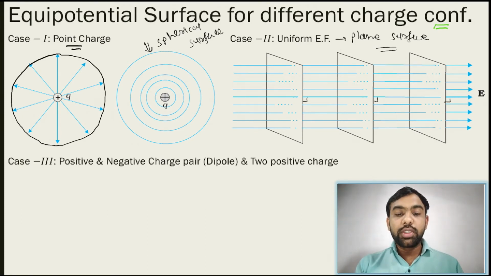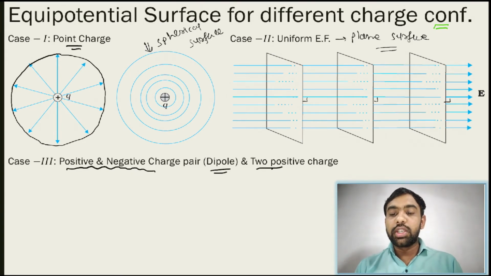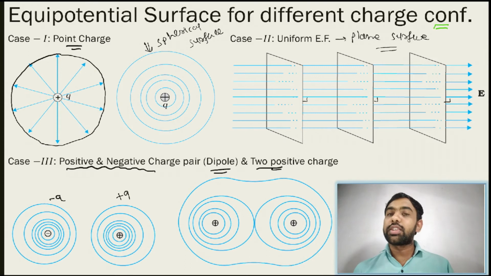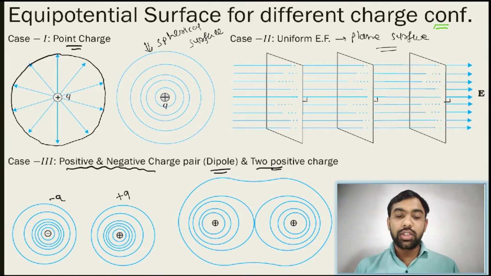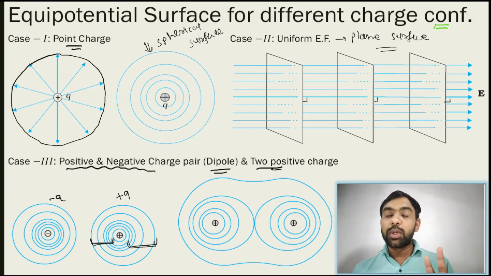Let's see the third example. A positive and negative charge pair is called a dipole, and we will discuss the dipole in detail later on. So this one is a minus q and plus q charge system. Its equipotential surface is like this. They attract each other. Then here this distance decreases, here this distance increases. So the equipotential surfaces of the positive and negative charge are attracted to each other.